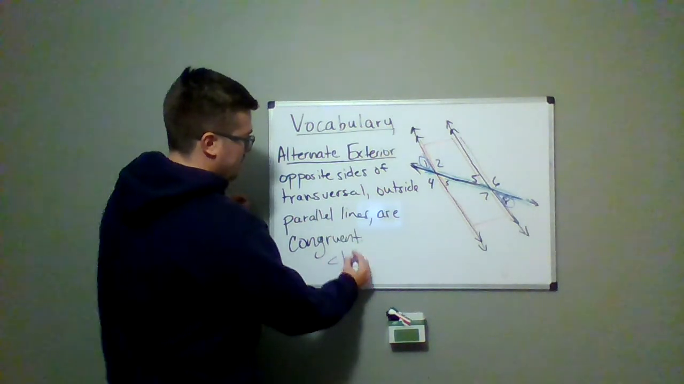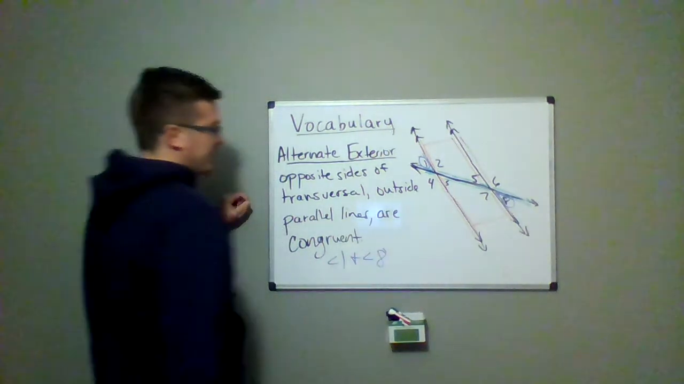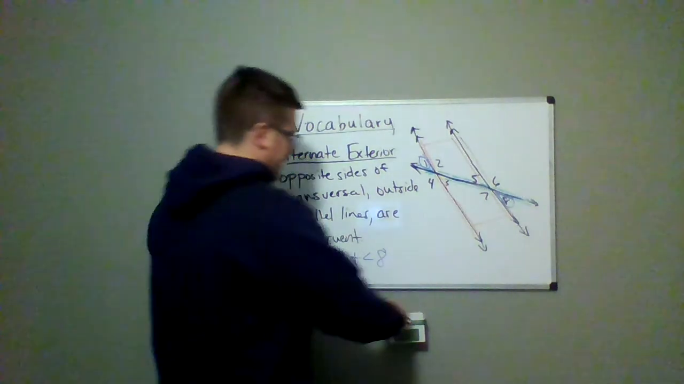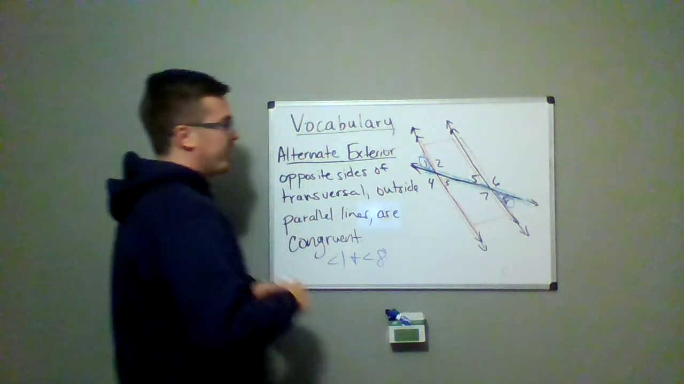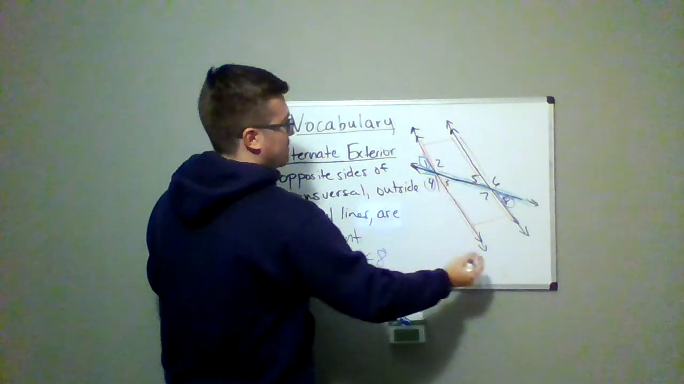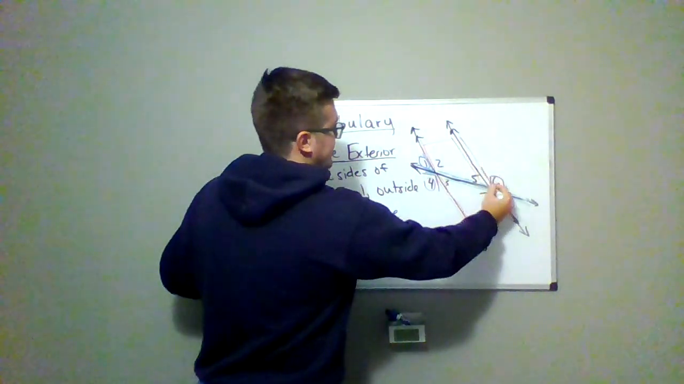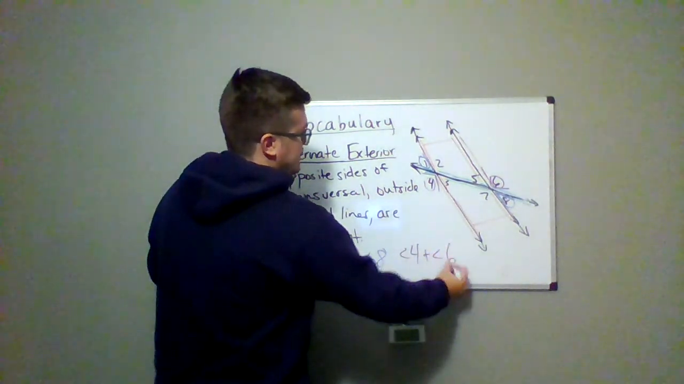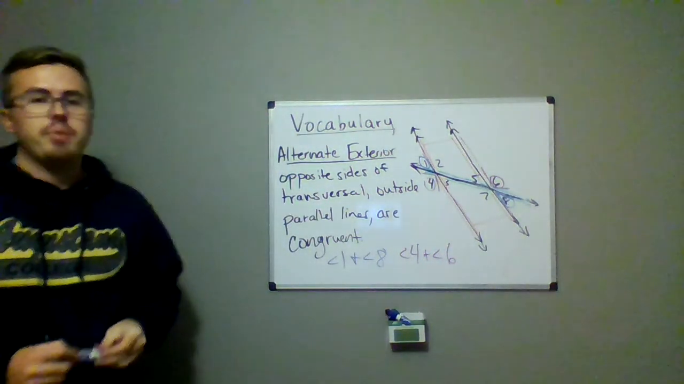So angle 1 and angle 8 are alternate exterior, which then tells us if we want another pair. If we look at angle 4 we said was obtuse. Angle 6 is also obtuse, so angle 4 and angle 6 would be our other pair.